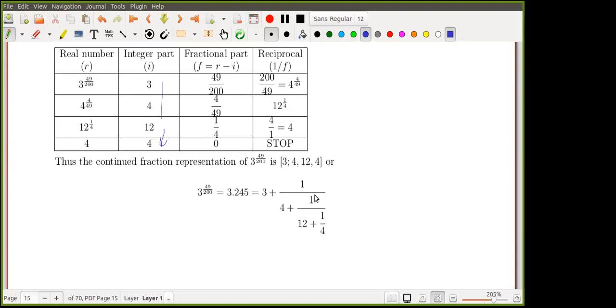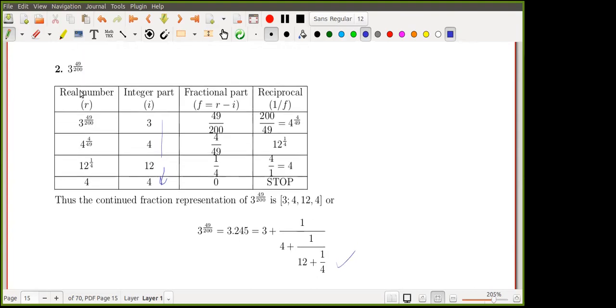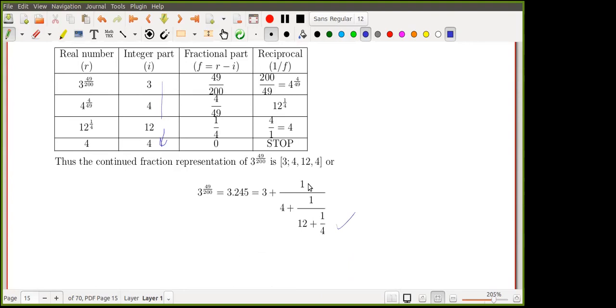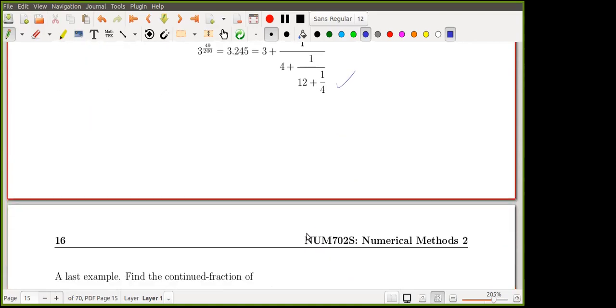And then we write exactly that. 3 plus 1 over the longer bar. And then below the bar, we proceed 4 plus 1 over another bar. Under that, 12 plus 1 by 4. And that is it. This is a continued fraction expression. We can do that because we are dealing with rational numbers. So that's why we have a finite sequence, a finite number in our expansion.